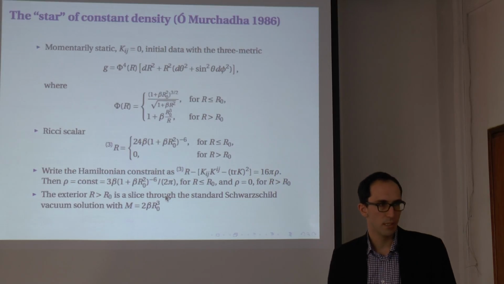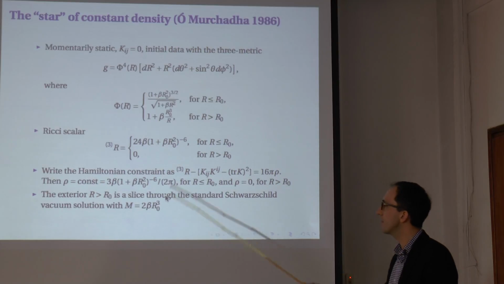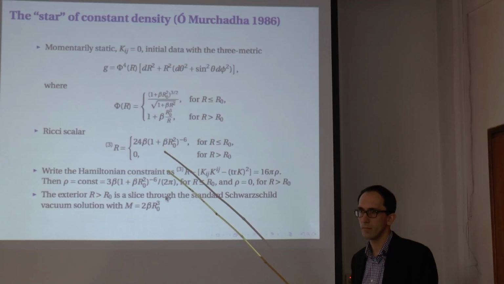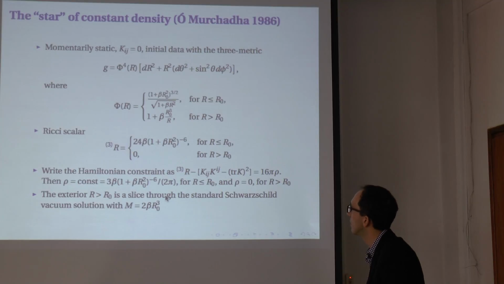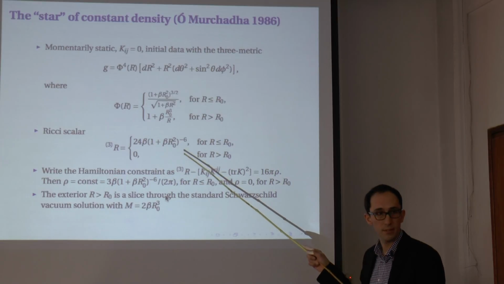So for instance, the Christoffel symbols are not continuous, yeah? Or they are? Well, no, they are continuous, but the curvature is not continuous. Yeah, exactly. And this is what you see here, right?